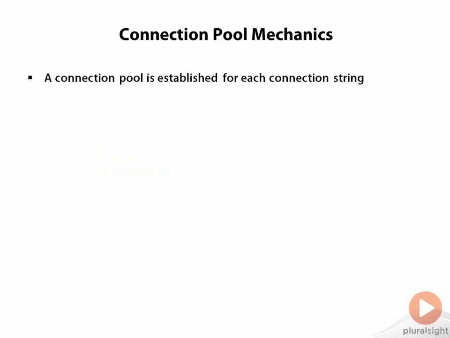It is important to know that there will be a connection pool established for each unique connection string that you are using in your application. So if your application connects to 2 or more Oracle databases, or perhaps connects to 2 different schemas on the same Oracle instance, in both these cases, each connection string will have its own connection pool.